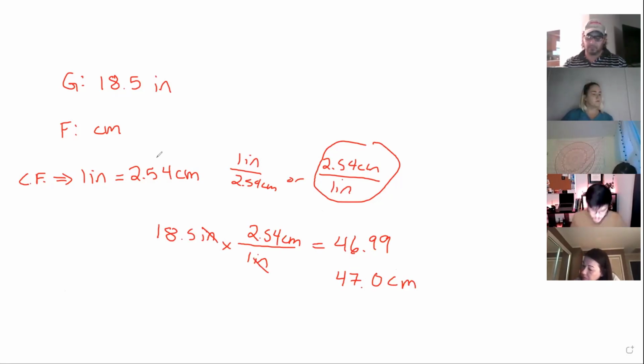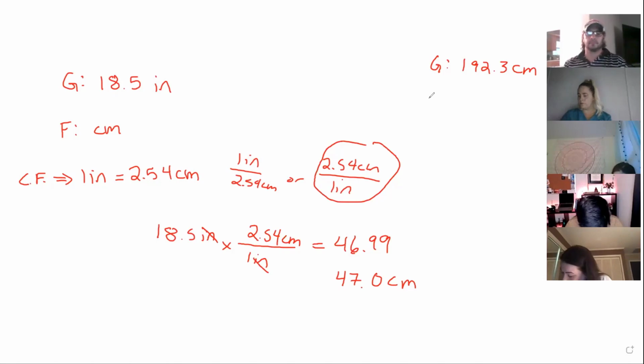Why don't we do one with these same things, but let's go the other direction. Let's say you're given 192.3 centimeters, and I want to find how many inches that is. I'll give you 2 minutes for that.